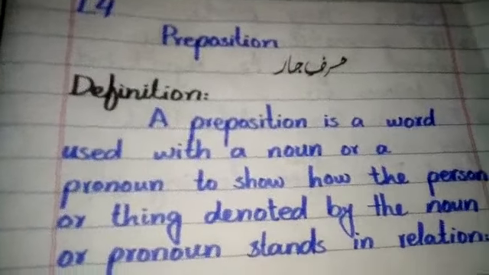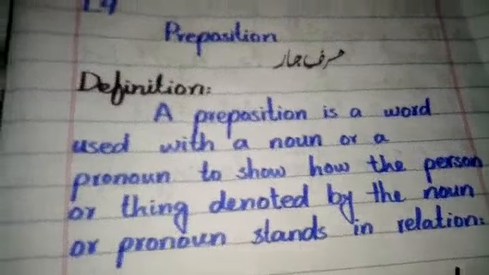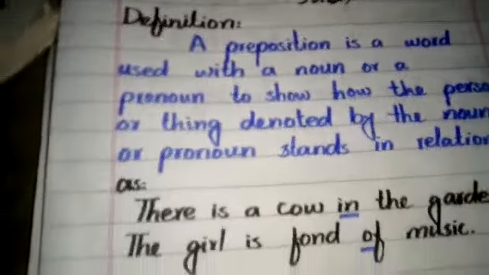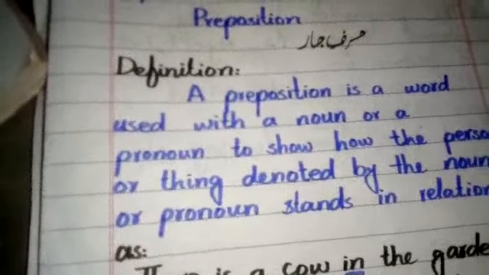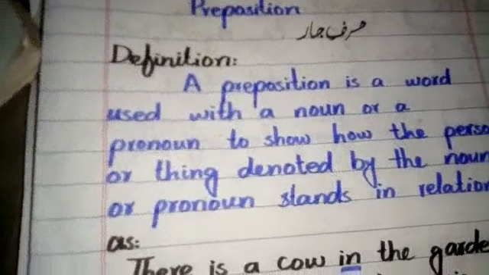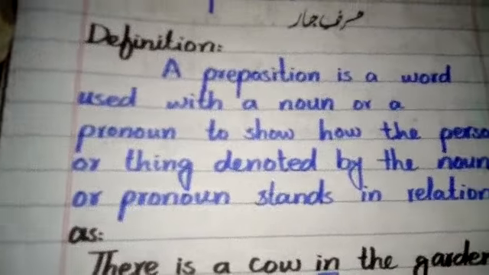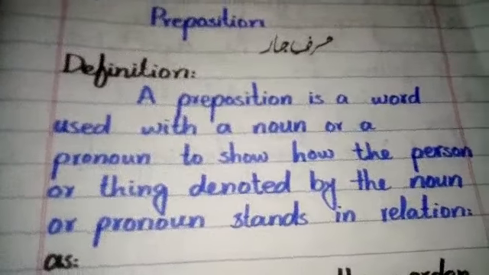We have discussed the preposition, definition of preposition, kinds of preposition. The kinds of prepositions are preposition of place, preposition of time, preposition of manner, compound preposition, and we have also discussed some examples of these kinds of prepositions.